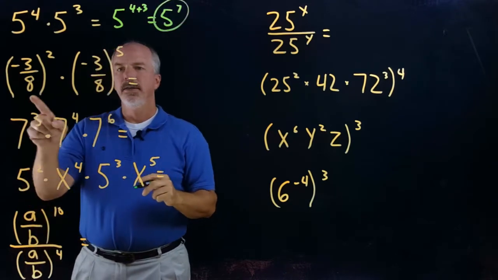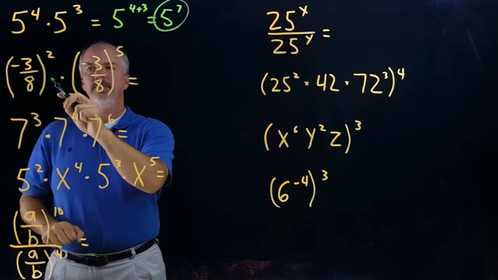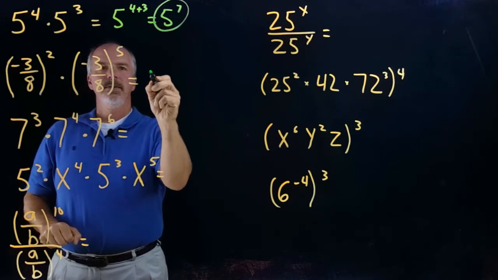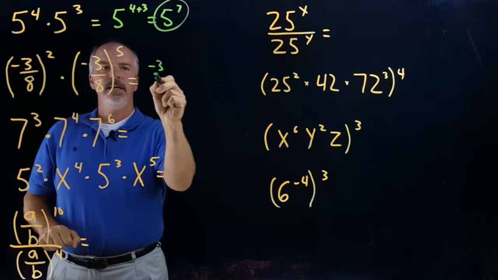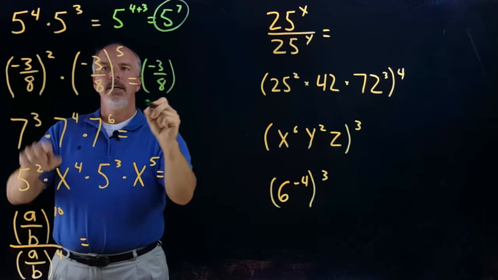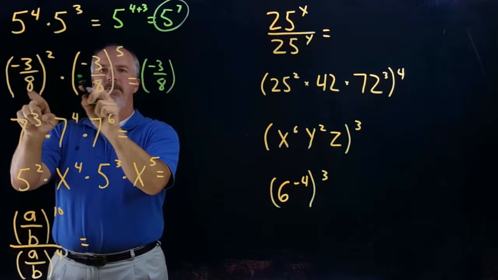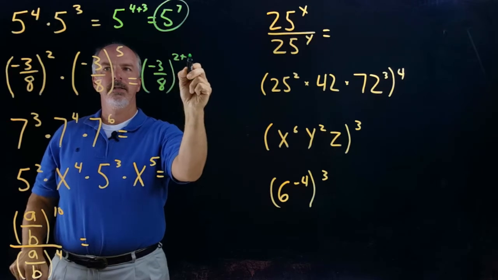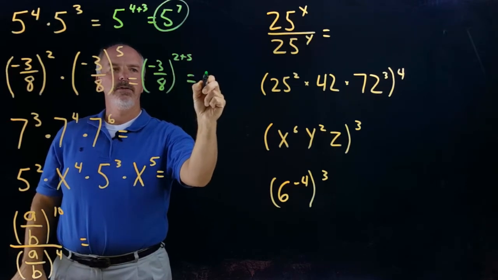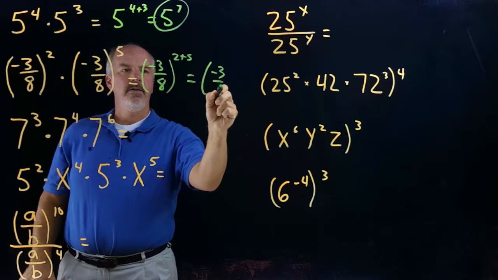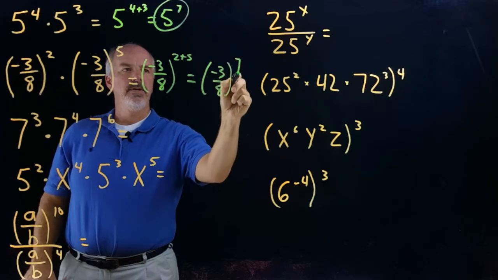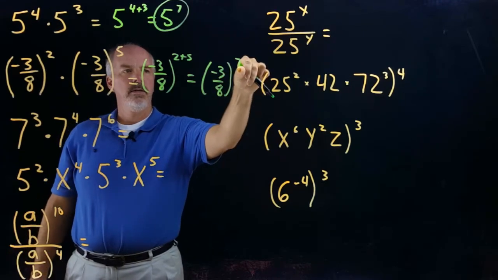Okay? And this one, we have the same base of negative 3/8, so it's going to be negative 3/8. Again, we're multiplying, same base, so we add the 2 plus 5, which is going to equal negative 3/8 to the 7th. Okay? All right.